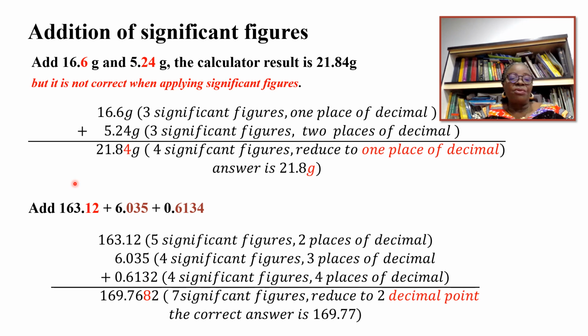But that cannot be your correct answer. Your correct answer will be 21.8, because 4 is not up to 5. We'll discard it. So the correct answer for this question is 21.8.